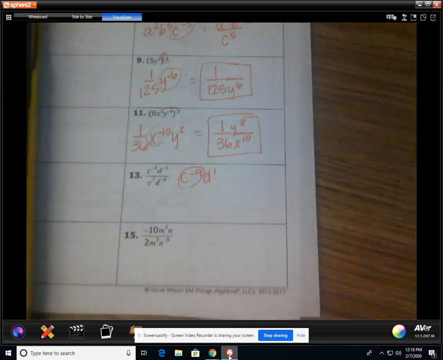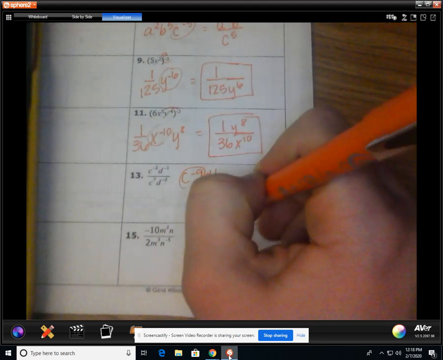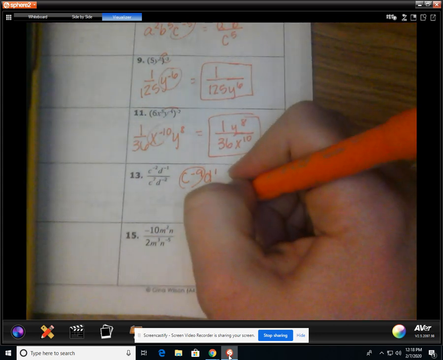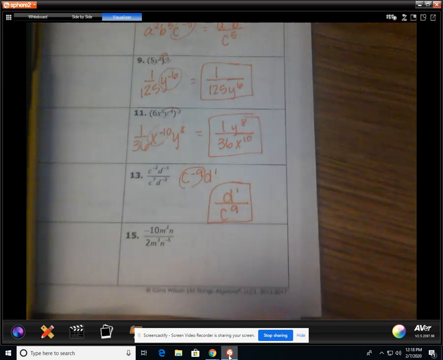Now, I'm not okay with that piece because I can't have negatives, so I'm going to open up my fraction. That negative piece goes to the bottom and becomes positive, and the d to the 1st stays on the top because it's positive and we don't move positive.